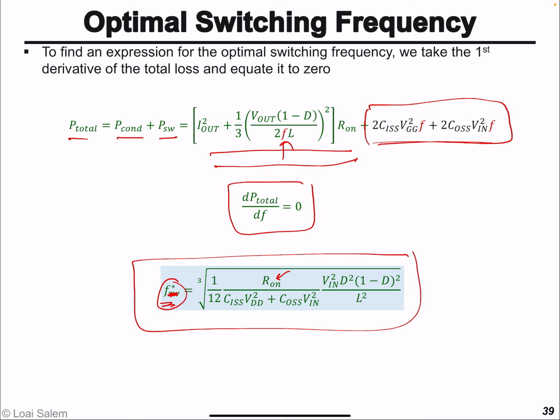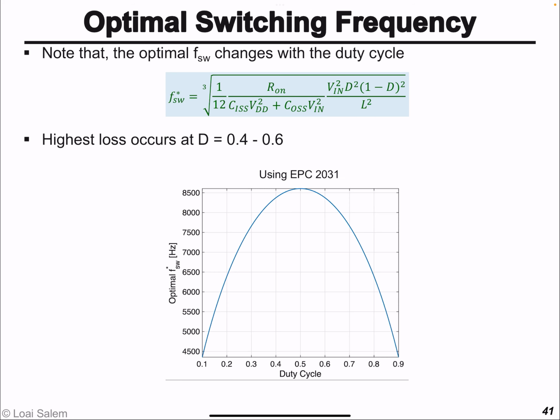So it depends on the on resistance, or equivalent on resistance, CISS, COSS, input voltage, and the VGG. And it also depends on the duty cycle as shown in the graph at the bottom. So the optimal switching frequency will depend on the duty cycle you are using, and it reaches a maximum frequency around a duty cycle of 0.5.